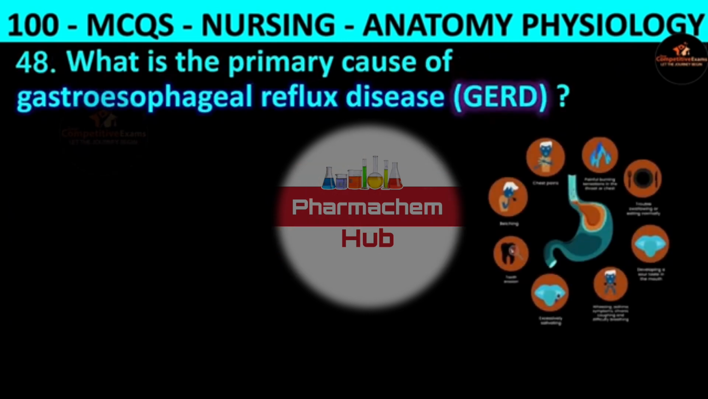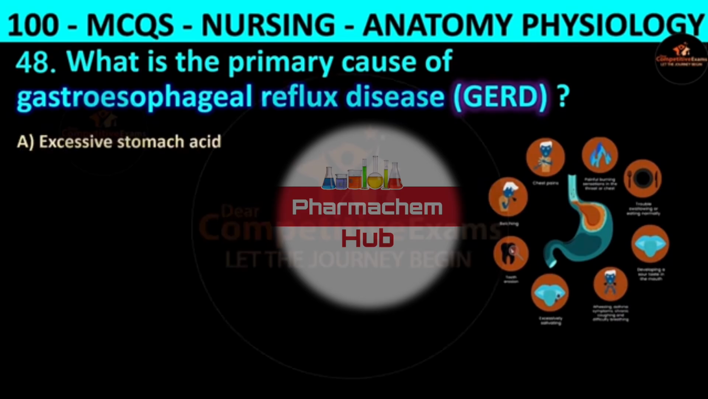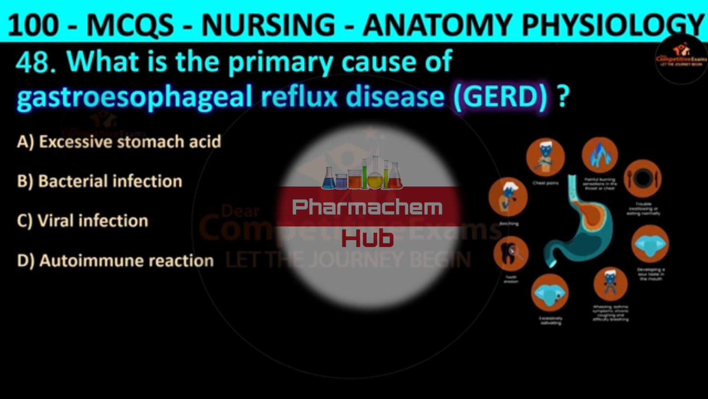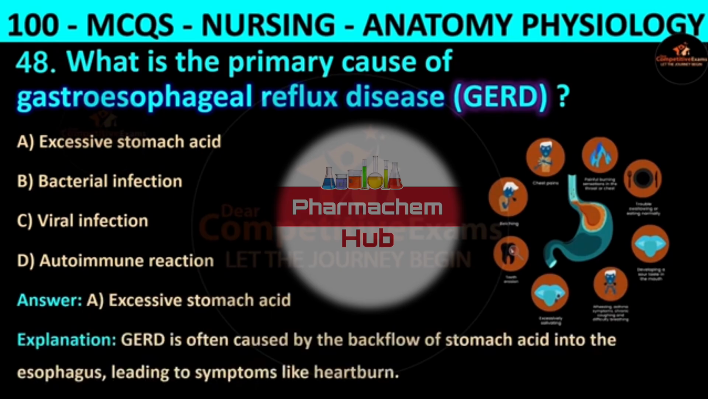Question number 48. What is the primary cause of gastroesophageal reflux disease, which is known as GERD? Your options are excessive stomach acid, bacterial infection, viral infection, or autoimmune reaction. The correct answer is A, that is excessive stomach acid. GERD, which stands for gastroesophageal reflux disease, is often caused by the backflow of stomach acid into the esophagus, leading to symptoms like heartburn.